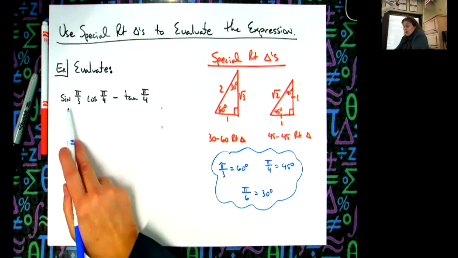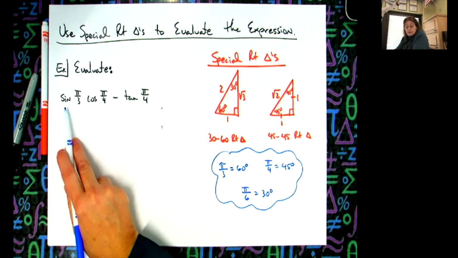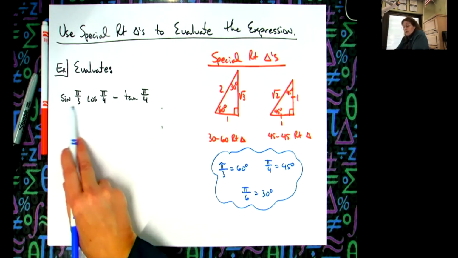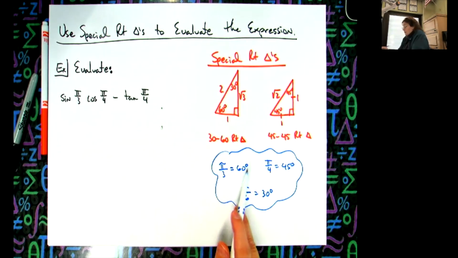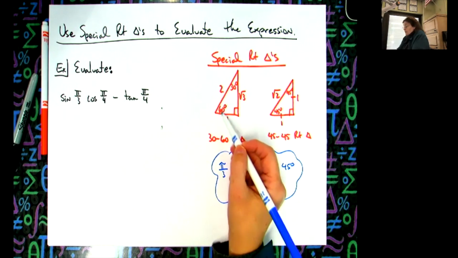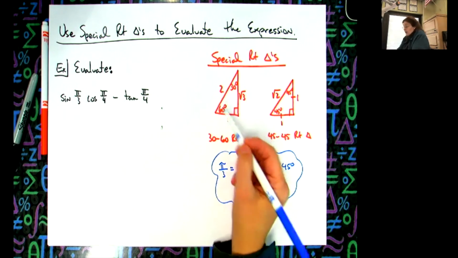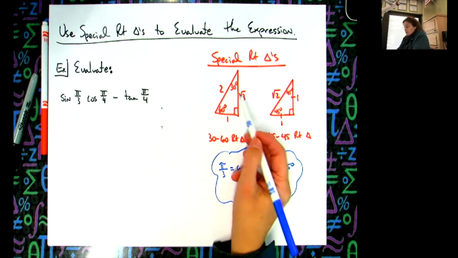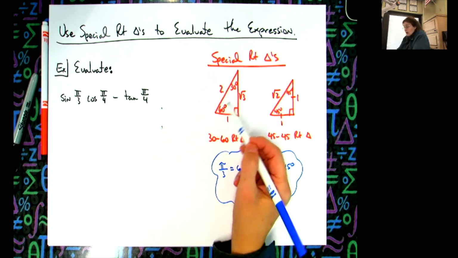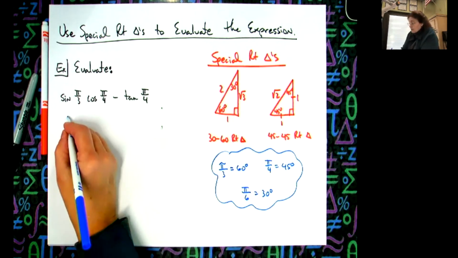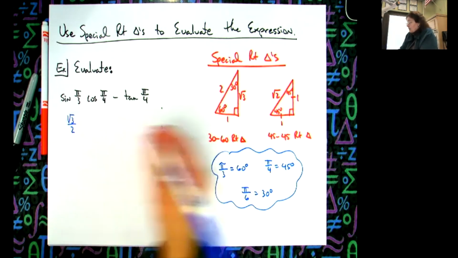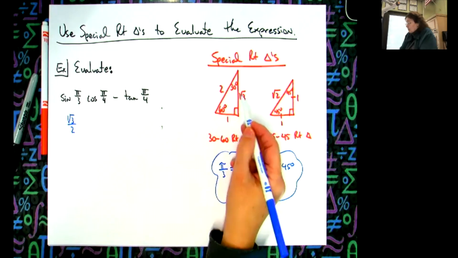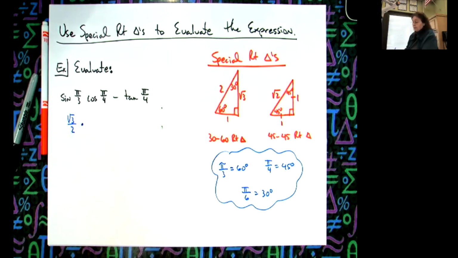Now it's a right triangle, so we're going to have to use some right triangle definitions here. This is sine of pi over 3. Pi over 3 is 60 degrees, so I'm using the 30-60 right triangle. Sine is opposite over hypotenuse, so this value right here has to be square root of 3 over 2. I'm using my right triangle definitions: sine of 60 degrees, opposite over hypotenuse.